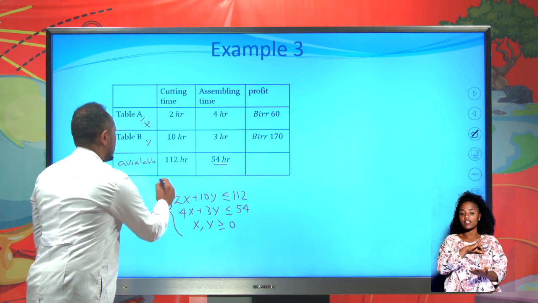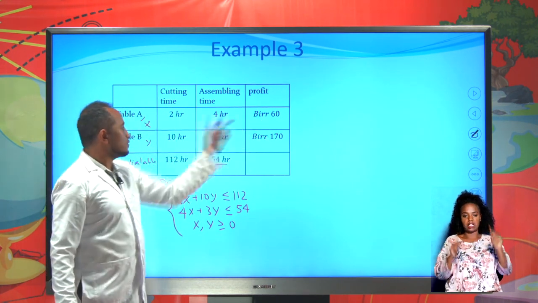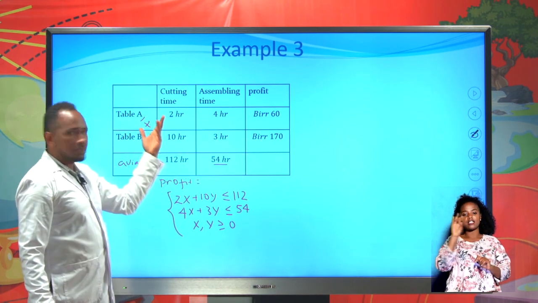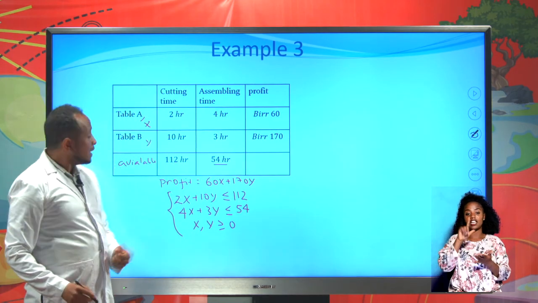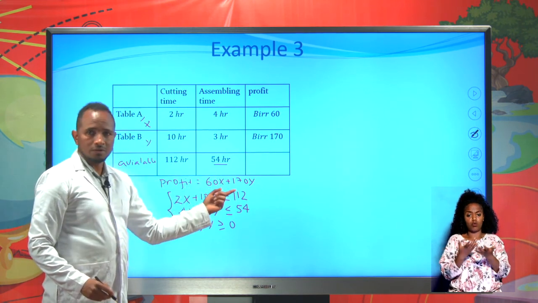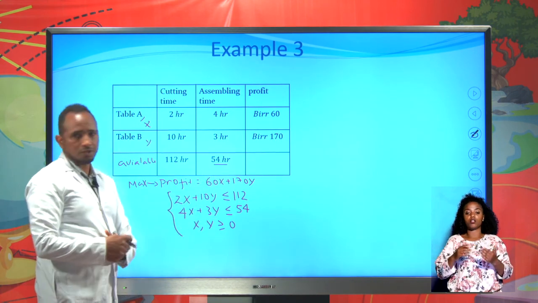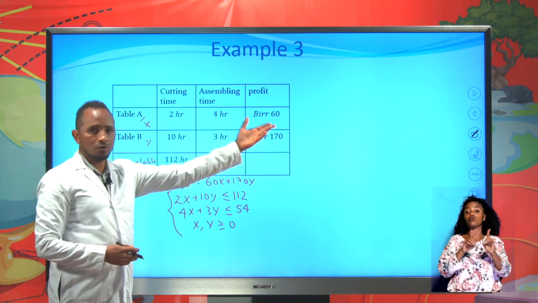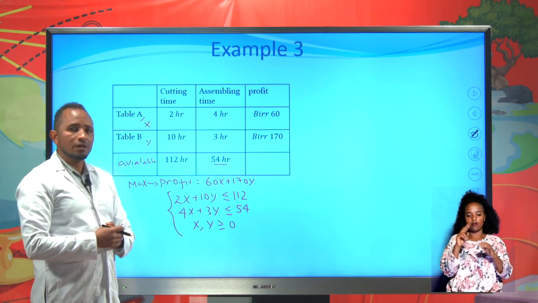Here, from a single table A we get 60 birr, and from a single table B we get 170 birr. If X tables are produced, the profit will be 60 times X, and if Y tables of B are produced, the profit will be 170 times Y. So the total profit will be 60X plus 170Y. This is our linear programming model, and we want to maximize this profit subject to these constraints. To do this, let's draw the graph, find the feasible region, and take the corner points of the feasible region, so you will find the maximum value at a corner point.